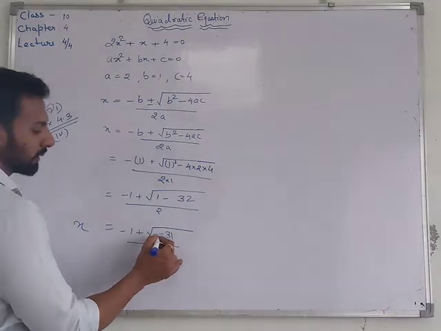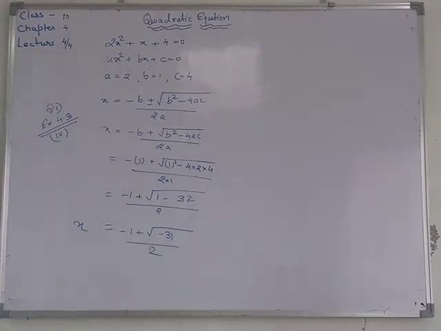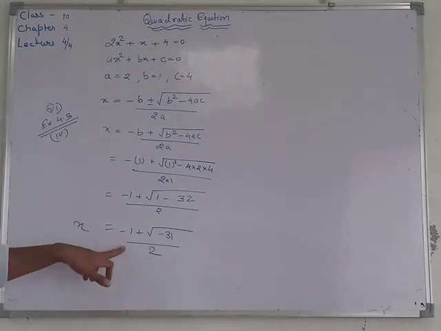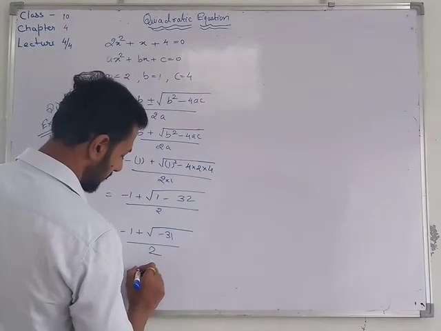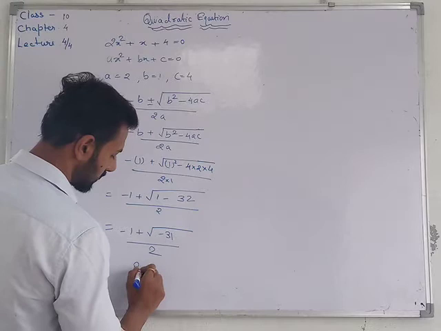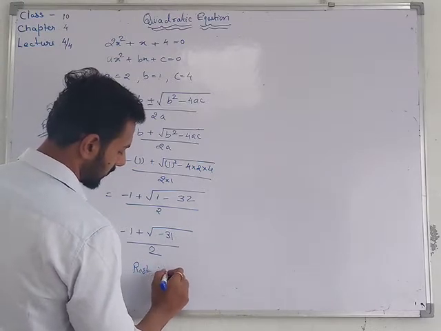Here we are getting the negative term under the root. So this root is imaginary for the given value. So we can say that the root is imaginary.